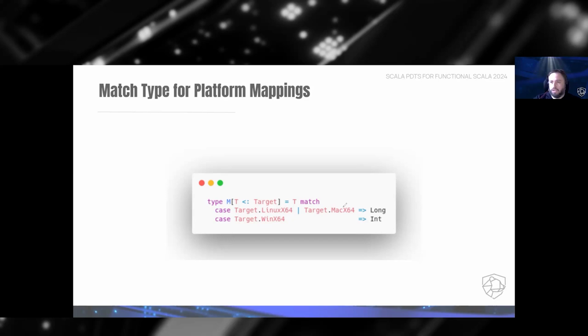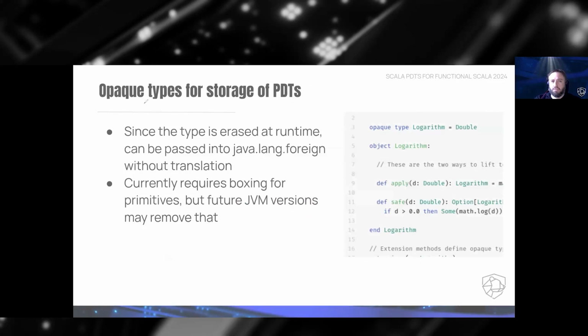And if we have information on the platform, we can do instantiation. Finally, we need a way to store these platform dependent type datas. And for that, I use opaque types. This is particularly helpful in my case because these opaque types have no runtime implementation other than their backing.